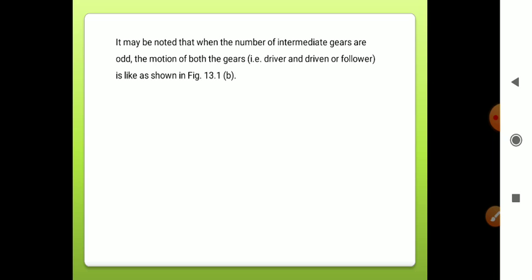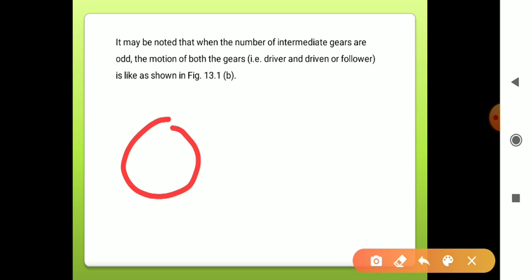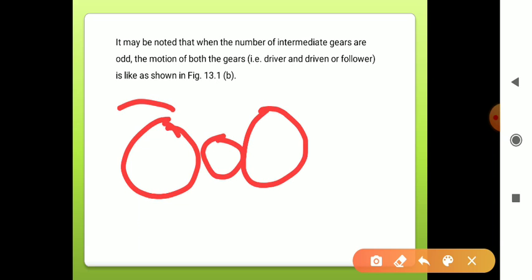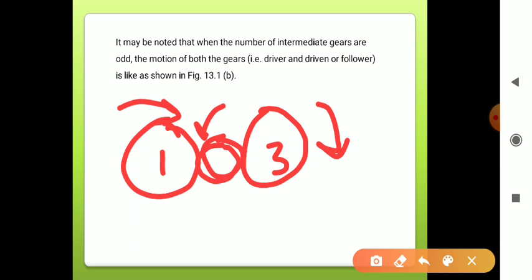that is, driver and driven, is like as shown in figure B. That means suppose an odd number of intermediate gears is used. So this is the driver gear, this is the intermediate gear, and this is the driven. This rotates in clockwise direction. This one meshes with it and will be anti-clockwise, and this gear 3 will be clockwise. That means gear 1 and gear 3 will rotate in the same sense.